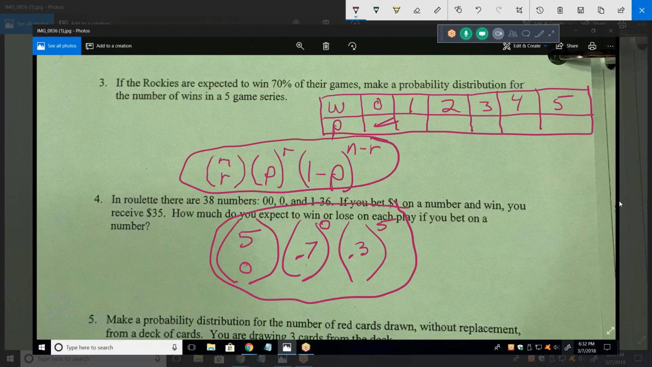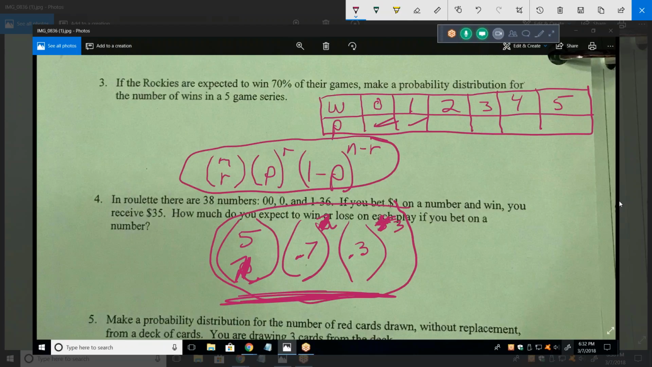And to do exactly 1 game, that becomes a 1, that becomes a 1, and that becomes a 4 because it's N minus R. So whatever number you get for that goes in that spot. And then for 2, that becomes a 2, that becomes a 2, and that becomes a 3, and so forth and so on.